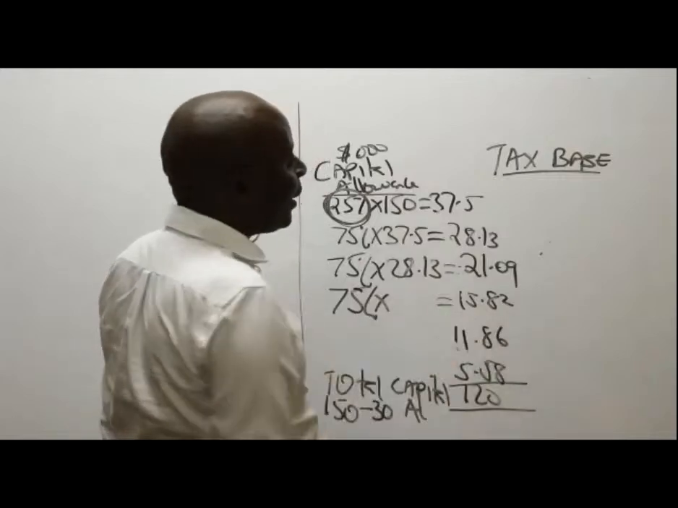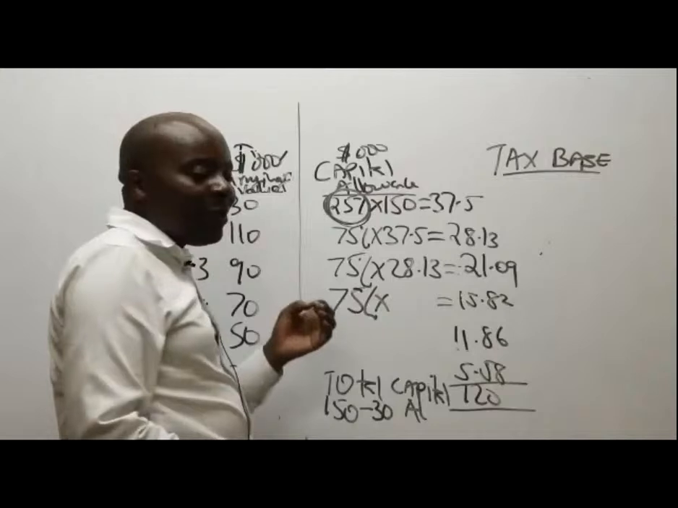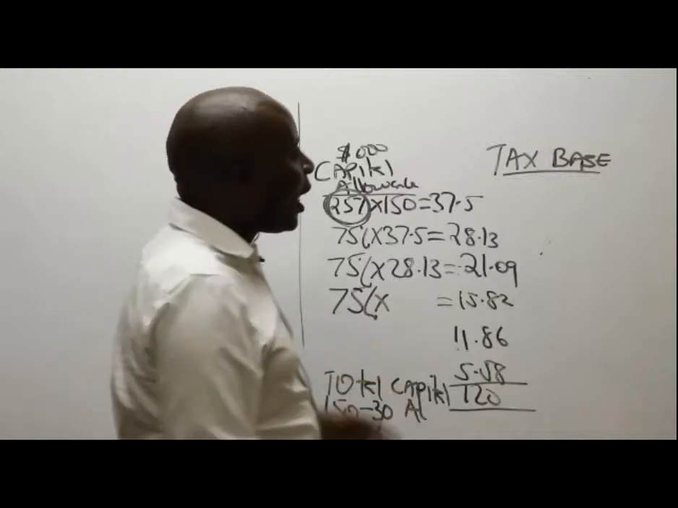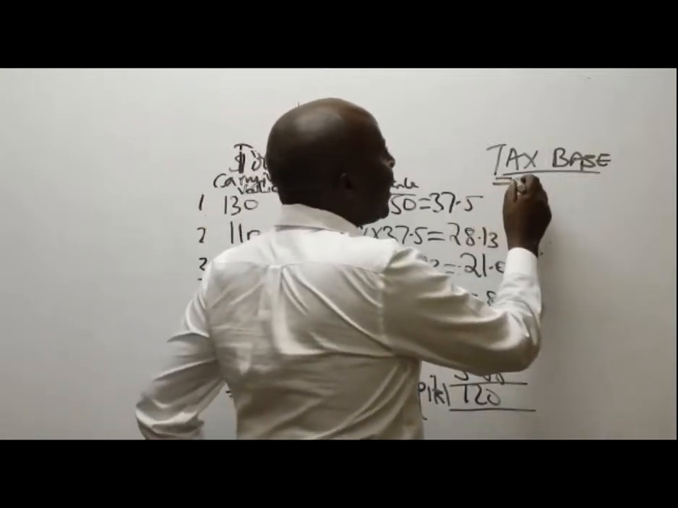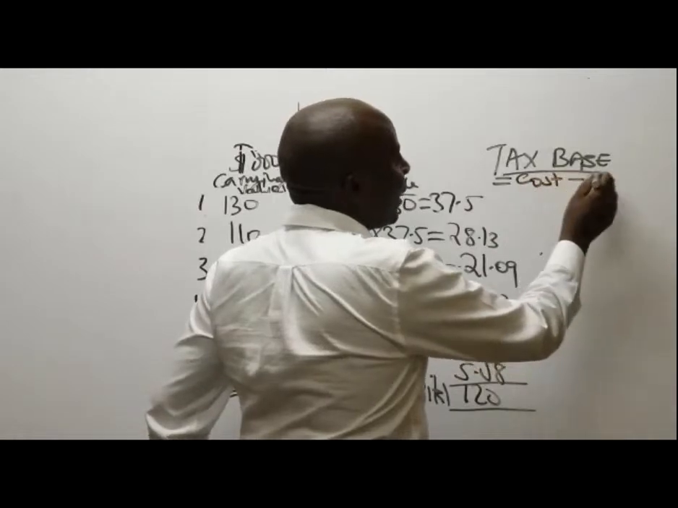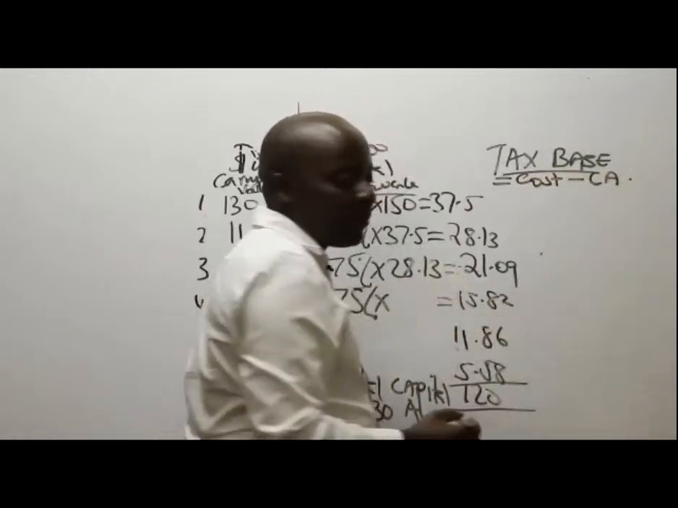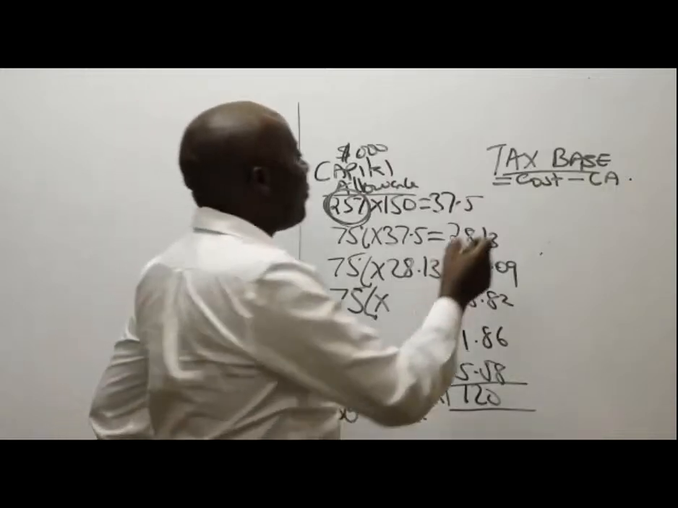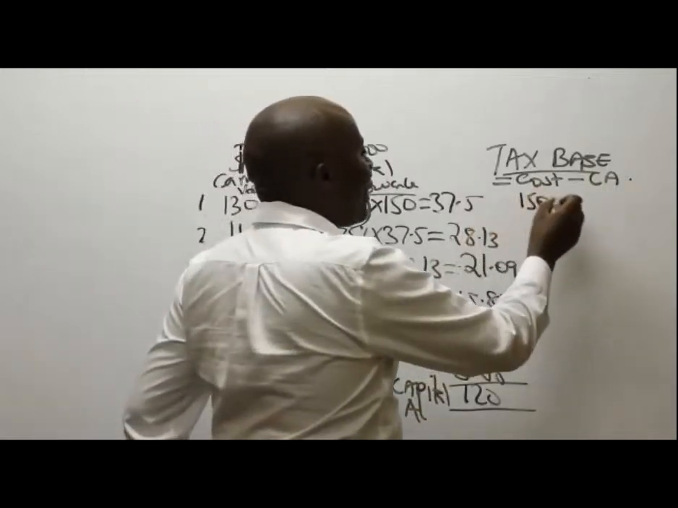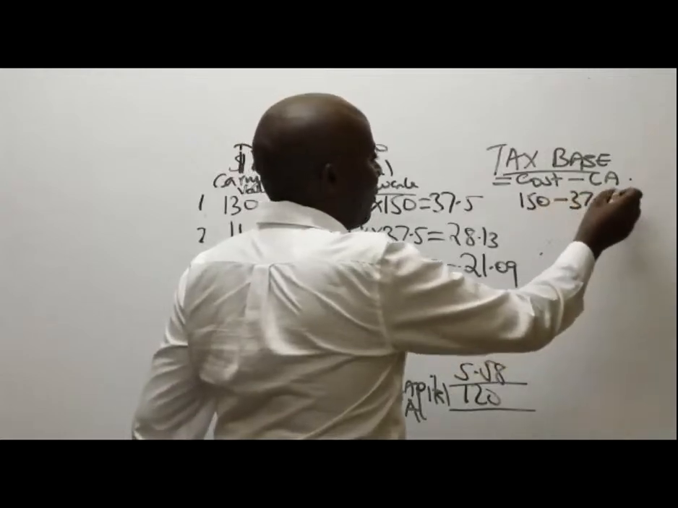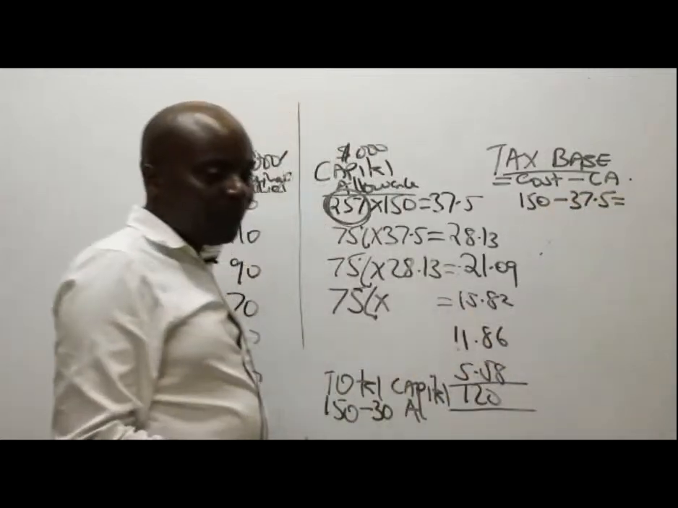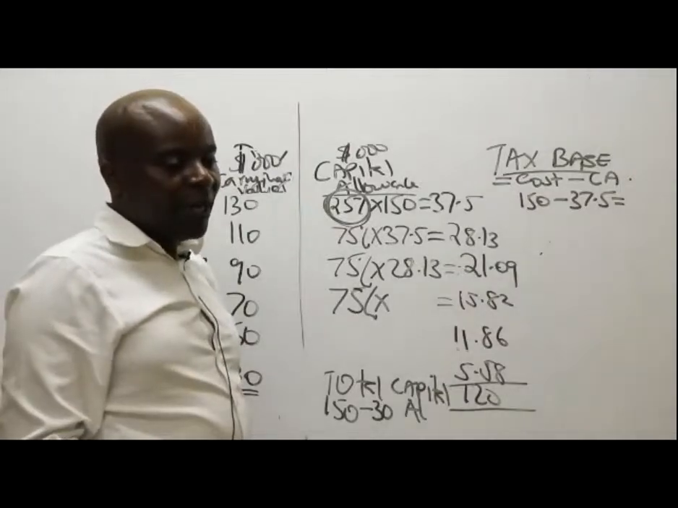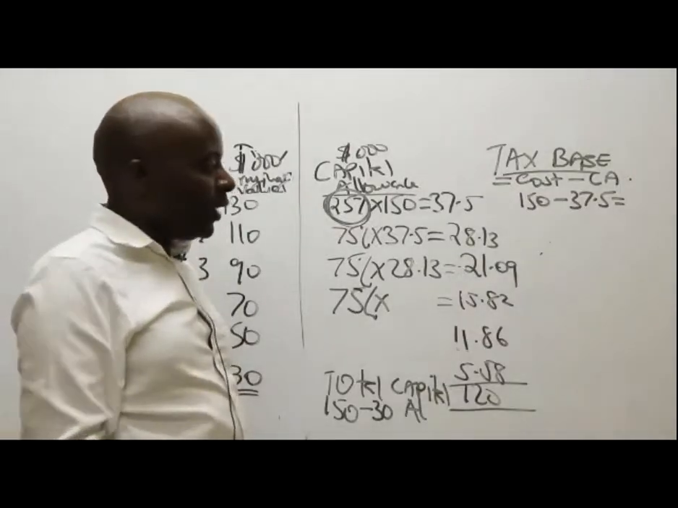Now from there, come and give me the tax base. And somebody has been able to give us the tax base very well. Same formula: tax base, just take the initial cost minus the capital allowance. Cost minus the capital allowance. Thank you very much, Jen Rose. Jen Rose says, teacher, here it is 150 minus 37.5. So could you kindly give me these figures very fast?